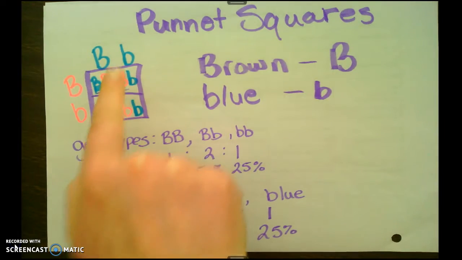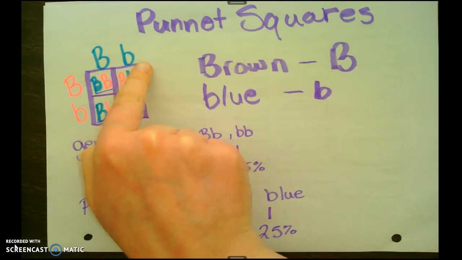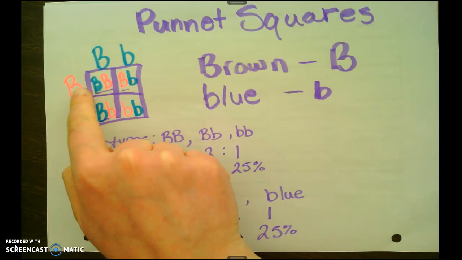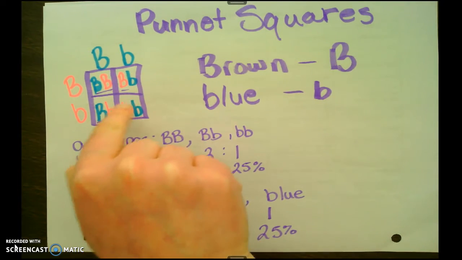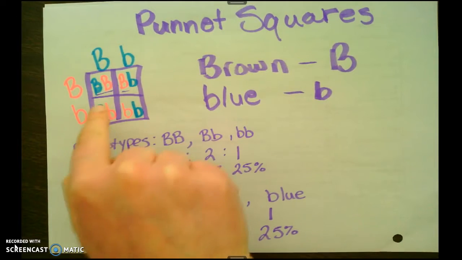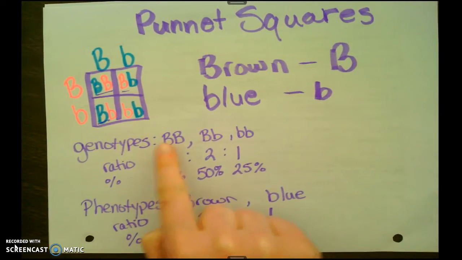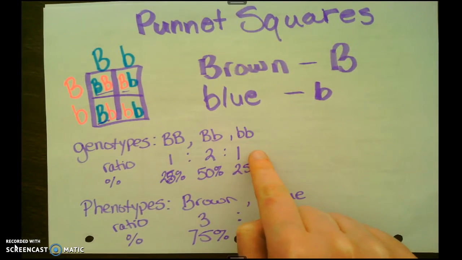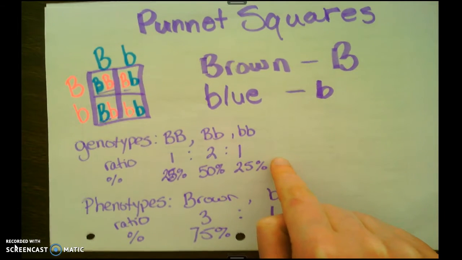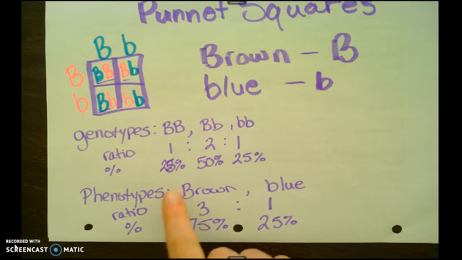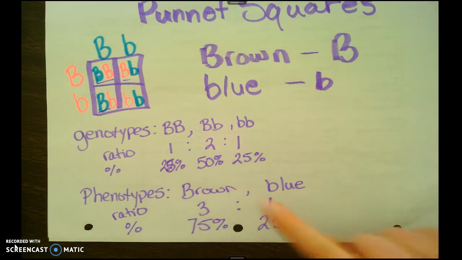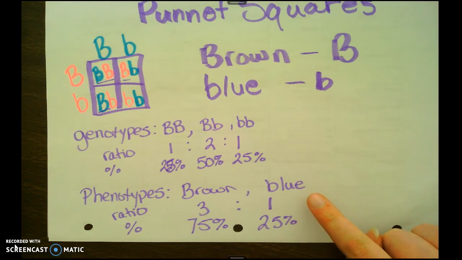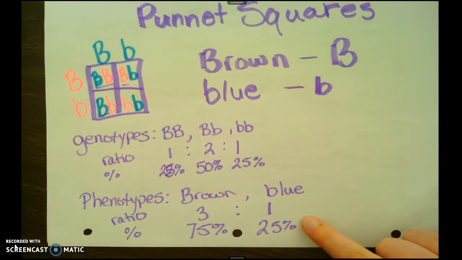First, you're going to draw your box. You're going to add your parents' information, and then you're going to insert each of your parents' information into the box. From there, you can list your genotypes, the ratios, and the percentages for genotypes. And you can use that information to determine the phenotypes from the Punnett square and the ratio and the percentage.